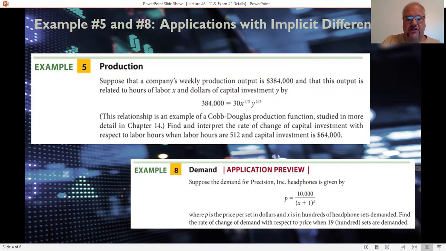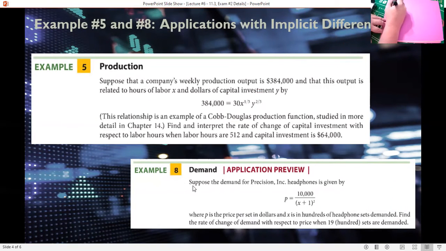So just make sure that you know what's going on. x is hours of labor. Dollars of capital investment is y, so y is 64,000, not 64. Things like that you just kind of have to keep in the back of your mind while you're doing it.